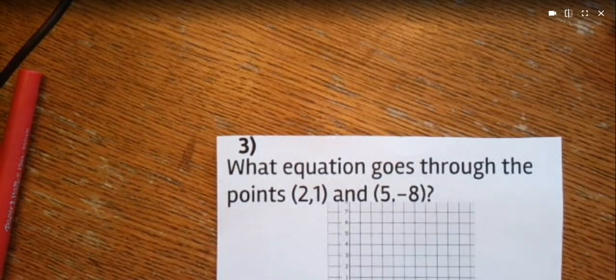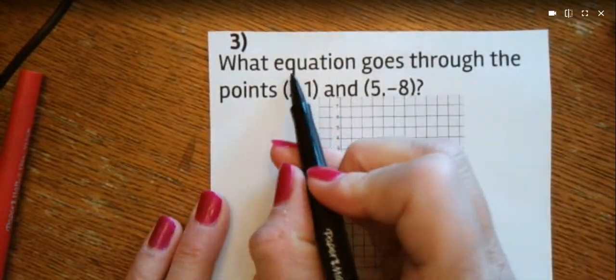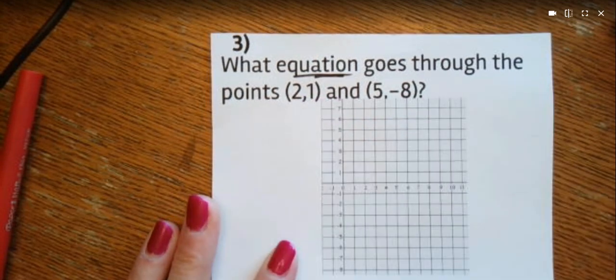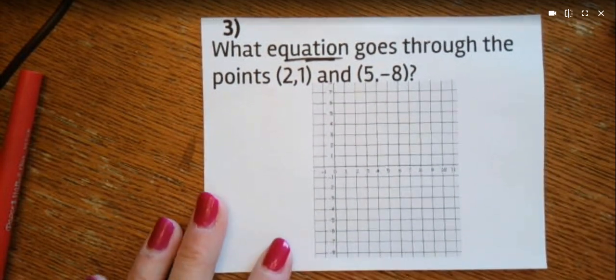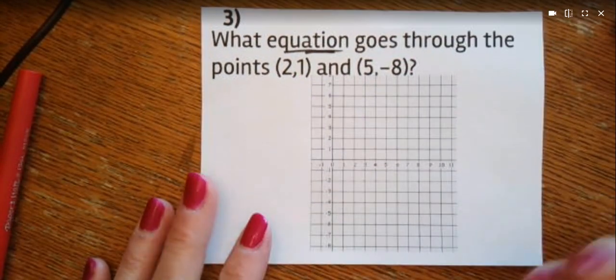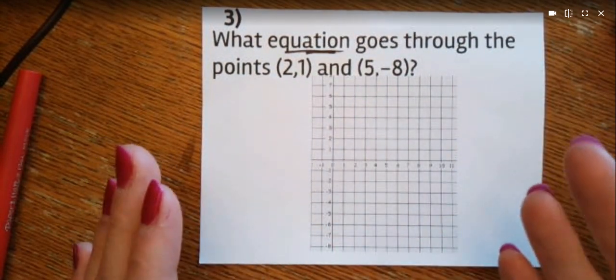Now, the second part of the goal was to write the equation that goes through 2 points. So if I give you 2 points, what's the equation of the line? Okay, well, we only need 2 points to make a line, so if I graph those 2 points, I could connect them and make a line.